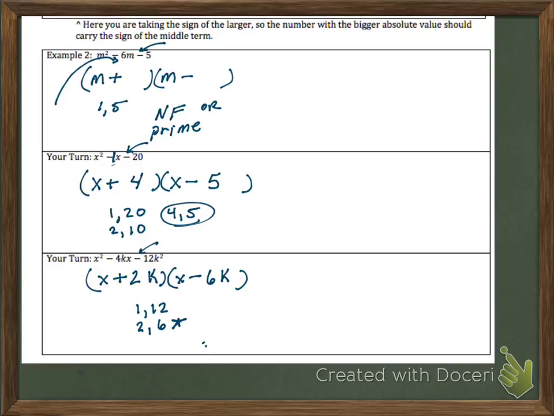Again, you can always FOIL to go back and check to make sure you end up with what you should end up with.